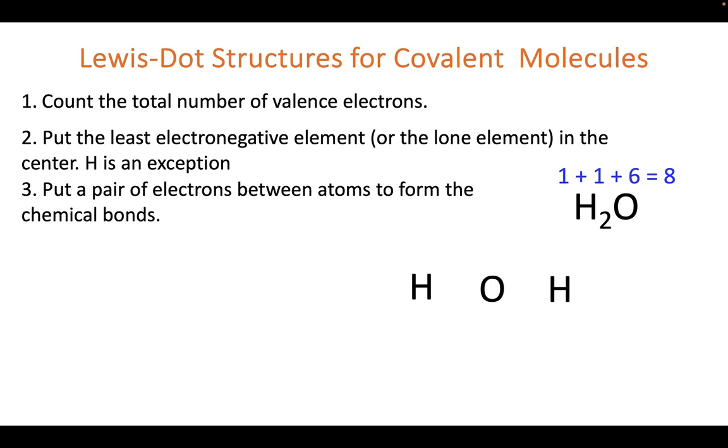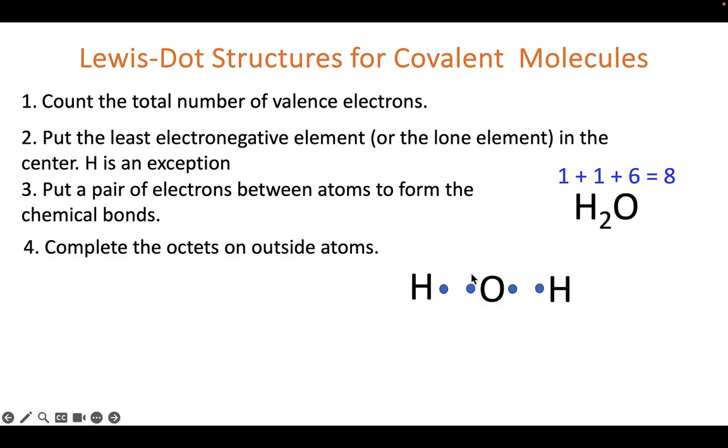The third rule is to place a pair of electrons between atoms. So put a pair of electrons between O and H here, and a pair of electrons between O and the other H. So that's the 2 bonds. And the fourth rule is we're going to complete the octets on the outside atoms. If you look around hydrogen, it has its 2, its duet, and so does this hydrogen. So they're happy. And now all we have to do is place the rest of the electrons around the central atom to complete its octet and use up all the valence electrons.